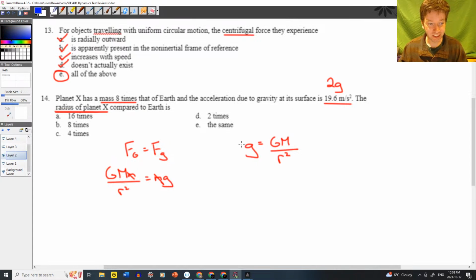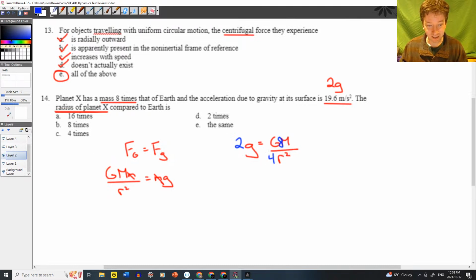Well, if G is going to be twice that, and m is going to be, I'm going to stick a little 8 in here, 8 times the normal. For this equation to still be true, it looks like we should have a 4 down here. But be careful not to choose this one, right?